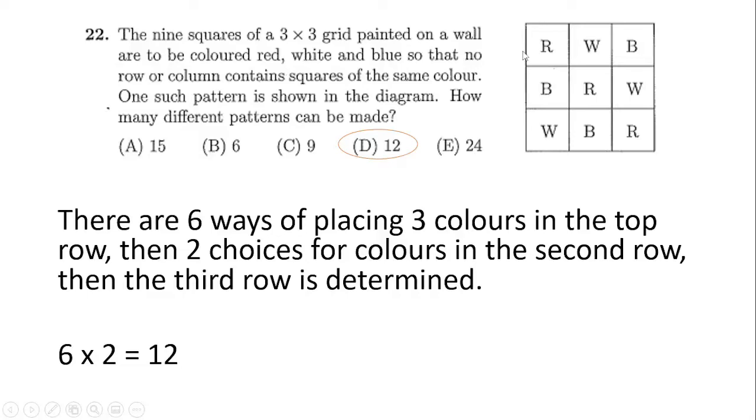If we just look at it row by row, then in the first row, 3 factorial, or 3 times 2 times 1 is 6. So we have 6 ways of choosing the top row. Then to have no colors the same, we can have 2 choices in the second row, and then the third row is determined. So it's just 6 times 2, giving us D, 12.